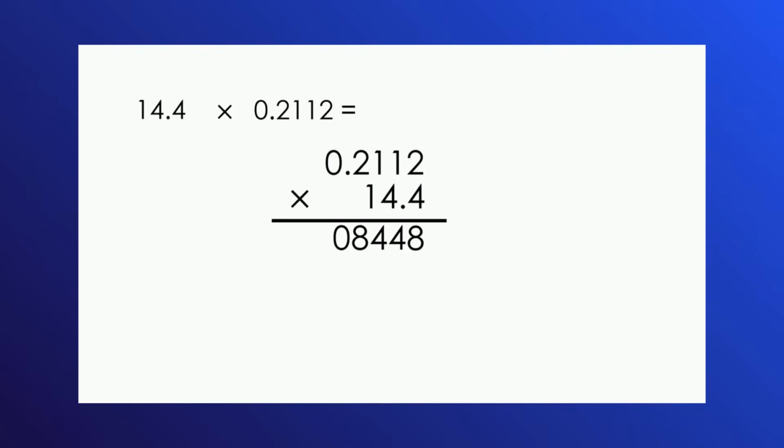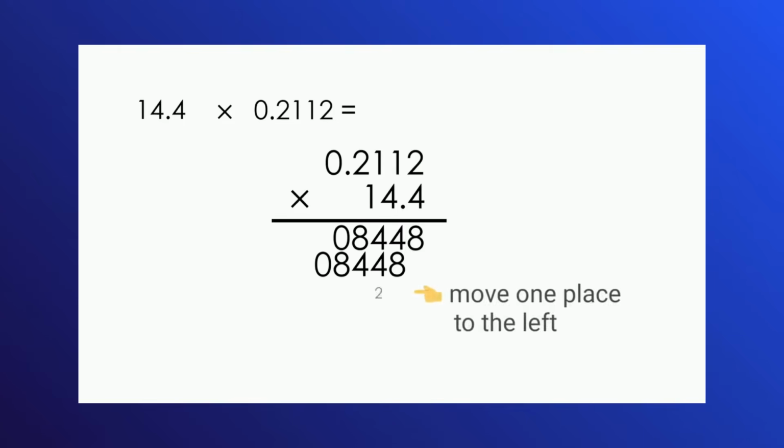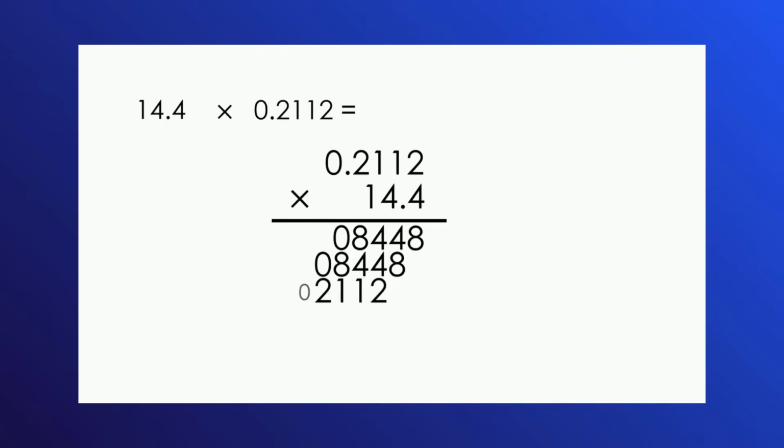We then proceed to the next digit. 4 times 2 is 8. Next, we have 4 times 1, and the answer is 4. Next is still 4 times 1, so the answer is still 4. Next, we have 4 times 2, and that's equal to 8. Lastly, we have 4 times 0, which is just equal to 0. Let's have the last digit. Here we have 1 times 2, and that's just equal to 2. 1 times 1 is equal to 1. And another 1 times 1 is still equal to 1. 1 times 2 is 2, and 1 times 0 is 0.